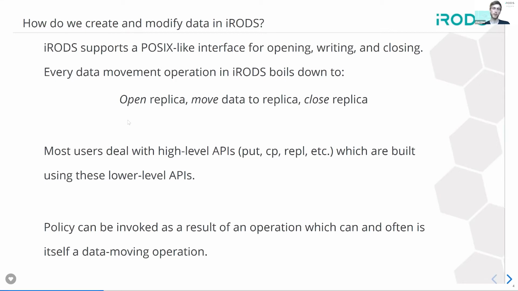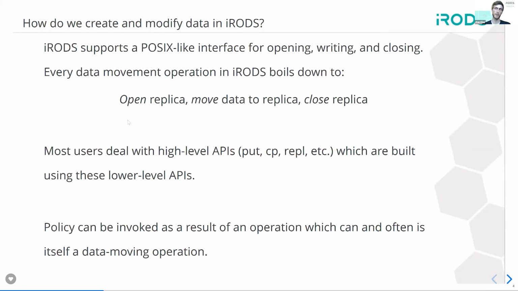All data movement in iRODS boils down to three things. I did talk about this last year as well, so this might look familiar from my slide in the technology update from last year. First, you open a replica, then you move data to the replica, and then you close the replica. That's all it boils down to at the lowest levels. And iRODS supports a POSIX-like interface for opening, writing, and closing, which are exposed via a few API endpoints.